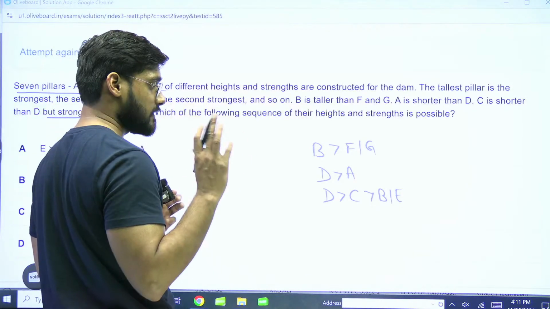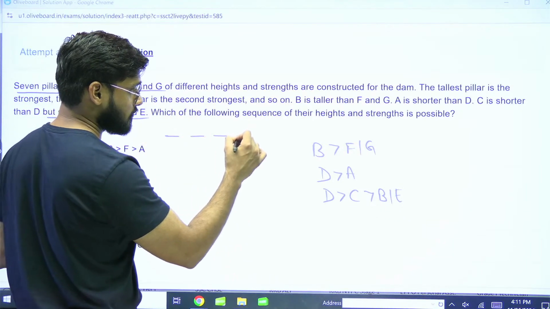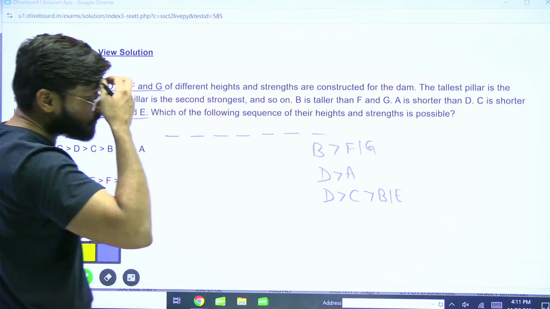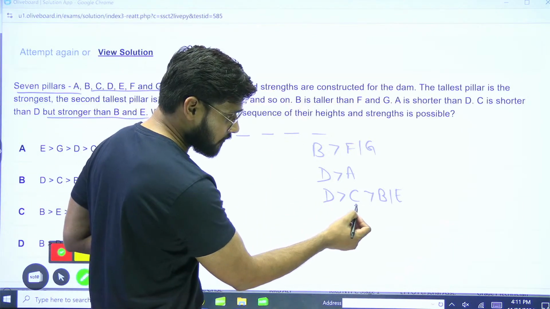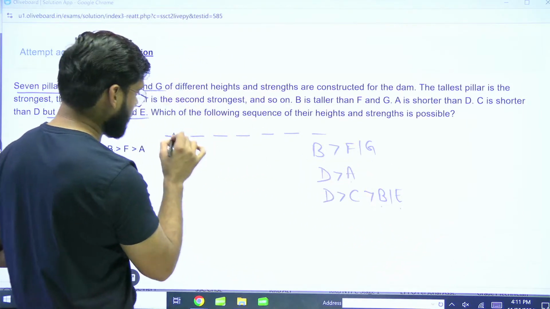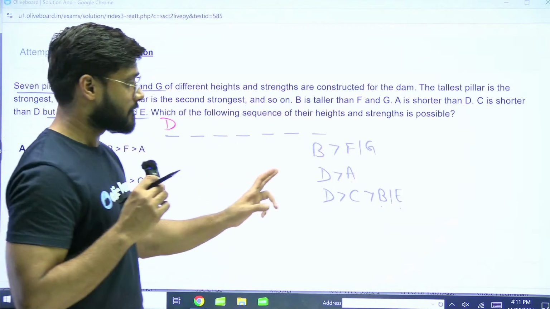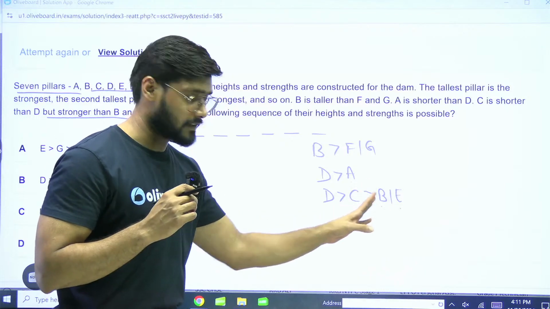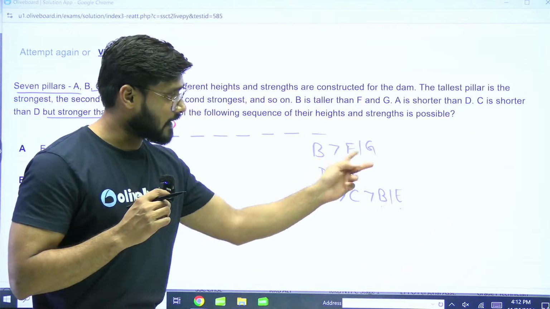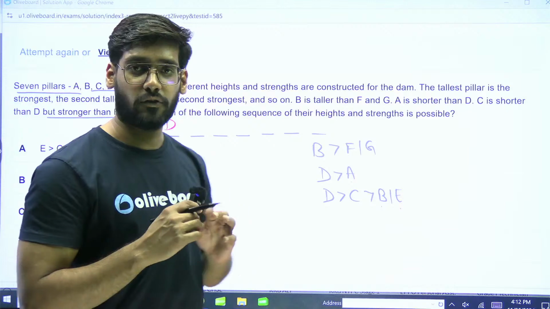See one thing, we have 7 pillars: 1, 2, 3, 4, 5, 6, 7. Out of 7, I can see that after D, C, B and E are coming, these 3. Then after D, A is coming, that is 4. And after B, F and G are coming. So F and G will come after D as well. So all the pillars are coming after D. So D will come at the first position.